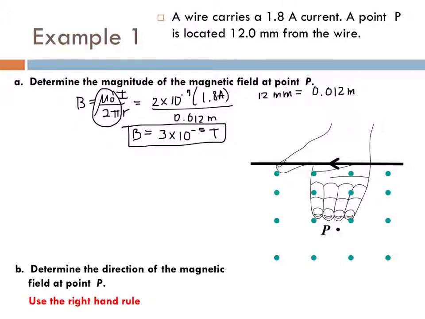Now, to determine the direction, again, you put your thumb in the direction of the current, which again is going to the left in this case. Your fingers curl around the wire. So at point P, it is coming out of the page. If we were looking at a point over here, it would be going into the page at this part.